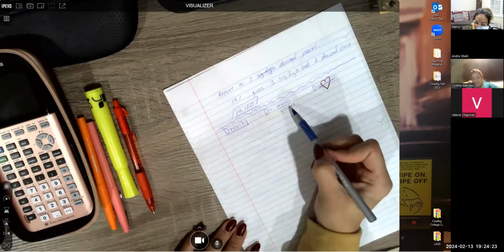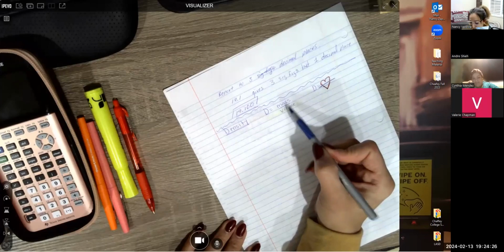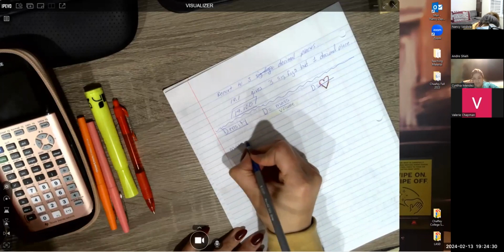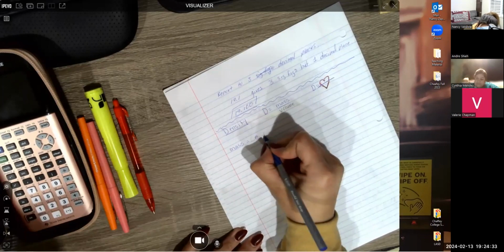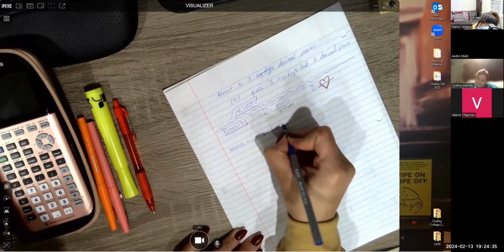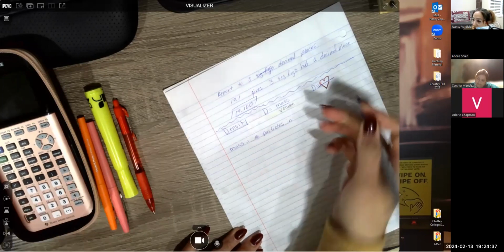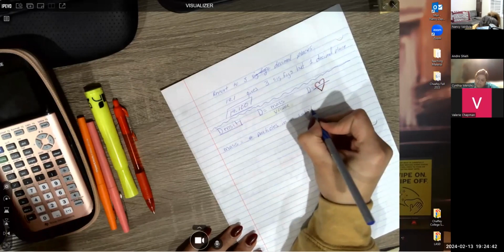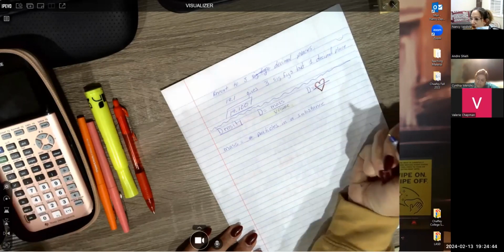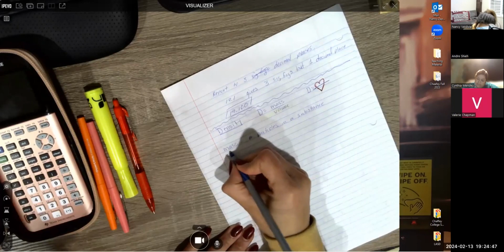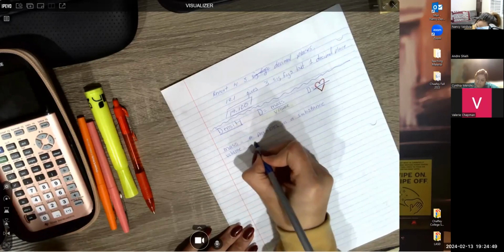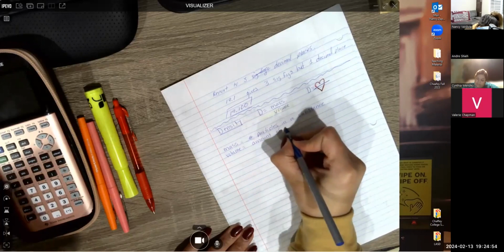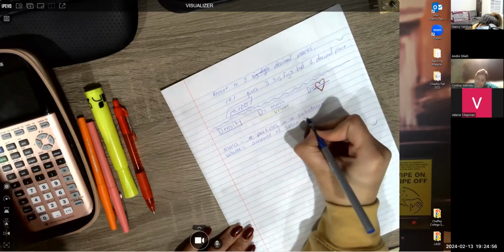So mass and volume are two different things, right? Mass is equal to the number of particles in a substance. How much do we have in it? Whereas volume is equal to the amount of space taken up.